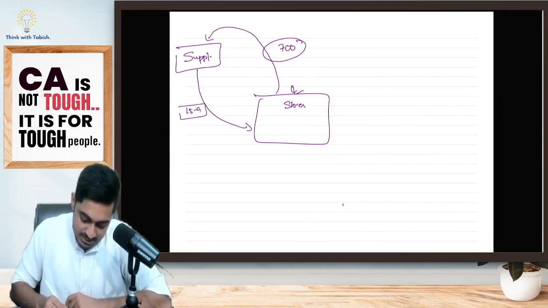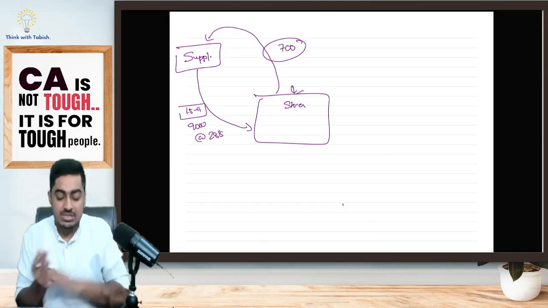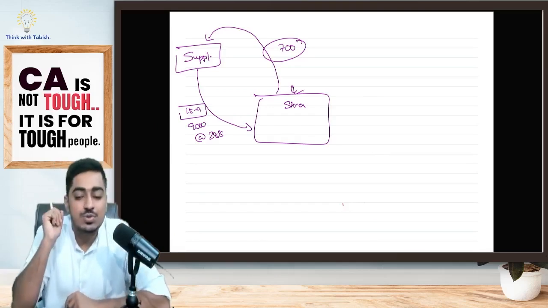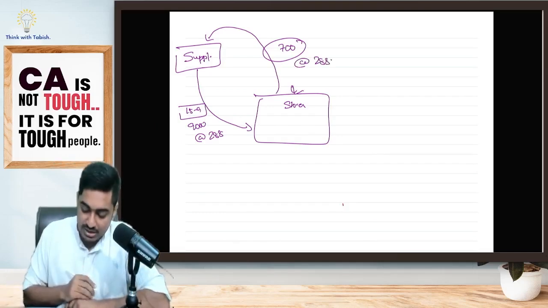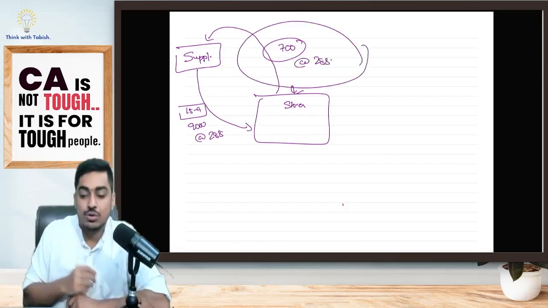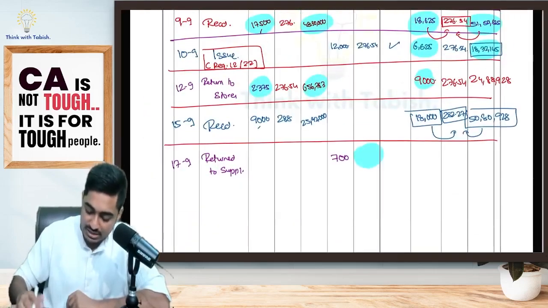My supplier had sent me 9,000 units. At what rate he sent me? 288 he sent me. I received all the goods. While I was seeing those goods, in that 700 goods were not good. So what I did? I returned it back to him. At what rate? At the rate of 288. Yes or no, everyone? Perfect. That means 700 units at the rate of 288.